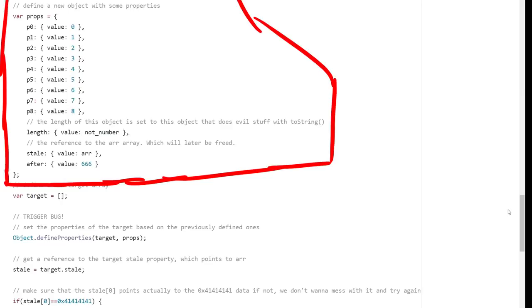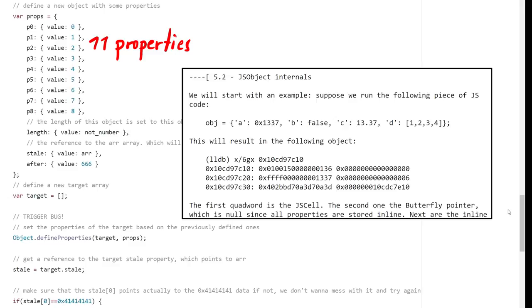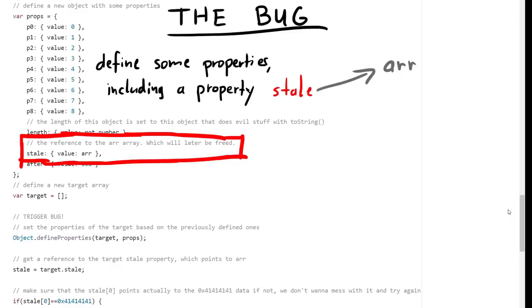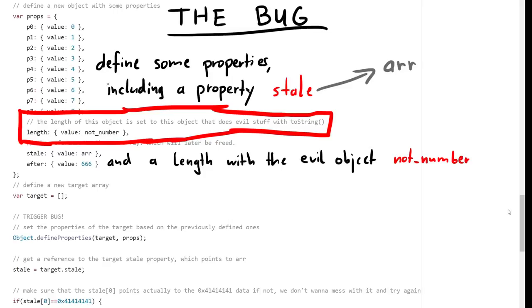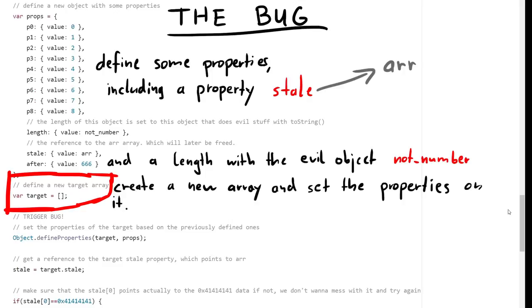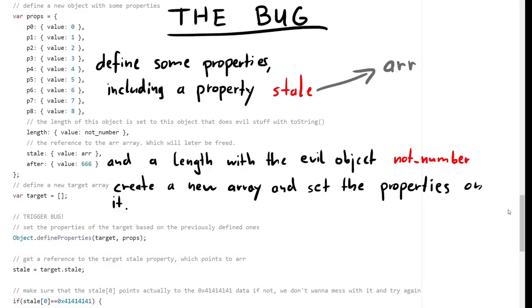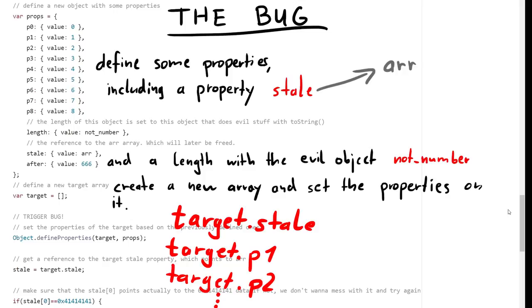We define an object that we use as properties, and I think we allocate more than just two, so the properties are not stored inline, but I'm not 100% sure here. Anyway, one of these properties is called stale and is set to the array reference. That is the property that the toString function will set to null. Another property is the length, which is set to the notNumber object. Then we create a new empty array target and apply those properties to it with Object.defineProperties. This means all those properties we defined will be set to the target array.